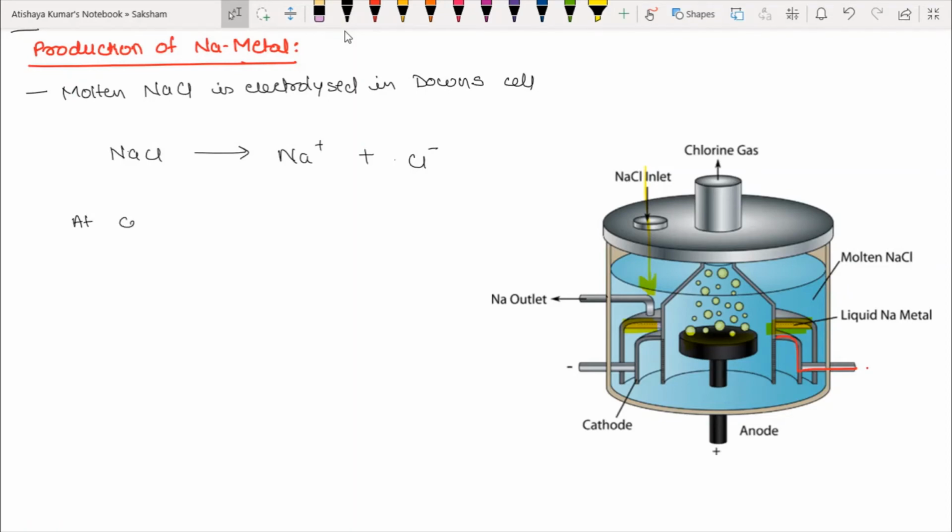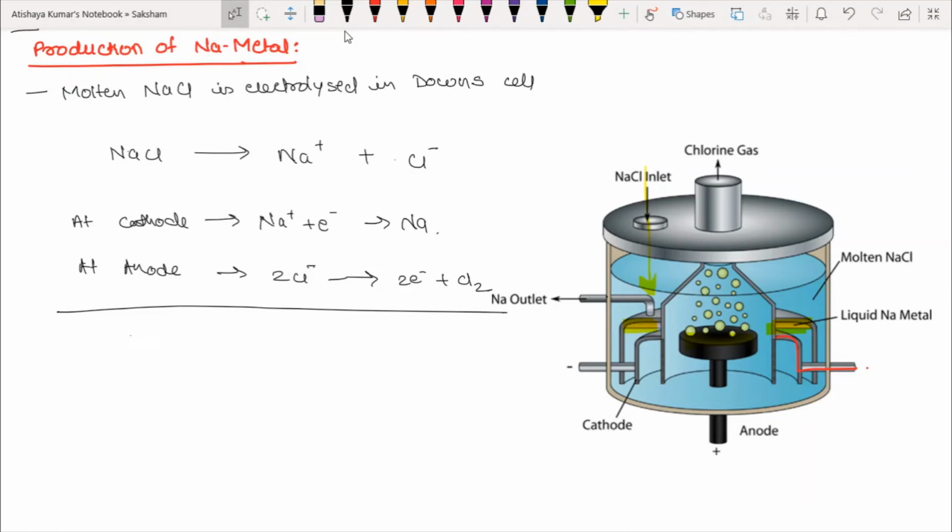At the cathode, Na+ will gain one electron to become sodium metal, and at the anode 2 Cl- will lose 2 electrons to become 1 chlorine molecule. In this way, the net reaction is 2 NaCl decomposing to form 2 Na plus 1 Cl2 gas.